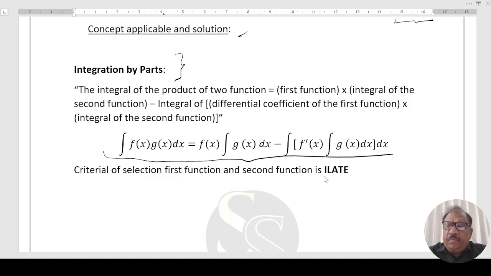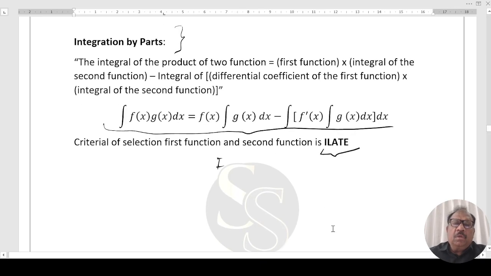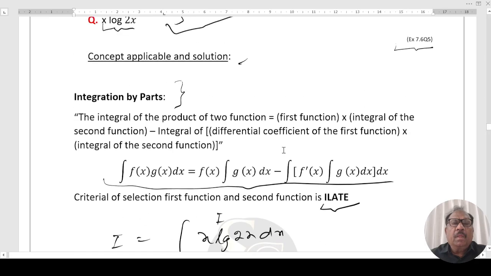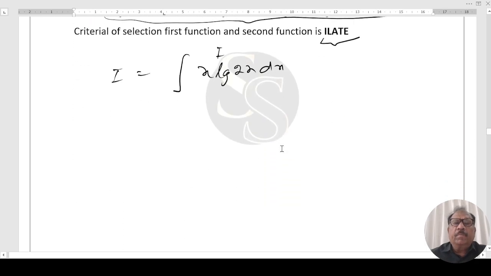Criteria of selection of first function and second function is ILATE. I for inverse trigonometric, L for logarithmic, A for algebraic, T for trigonometric, E for exponential. Now let's start with the question. I equal to x log of 2x dx.